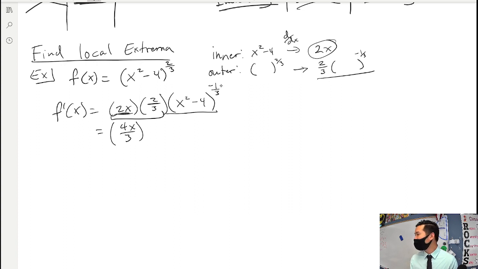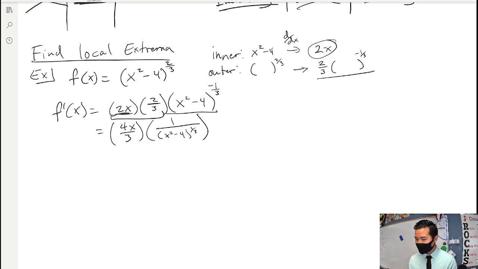And then rewriting this without that negative exponent. So this is the same thing as 1 over, because that's the negative exponent, (x squared minus 4) to the 1/3. Now you'll say, that doesn't look any better, knock me. And I agree, it's still a little messy, but we can clean this up just a little bit further by multiplying the fractions together.